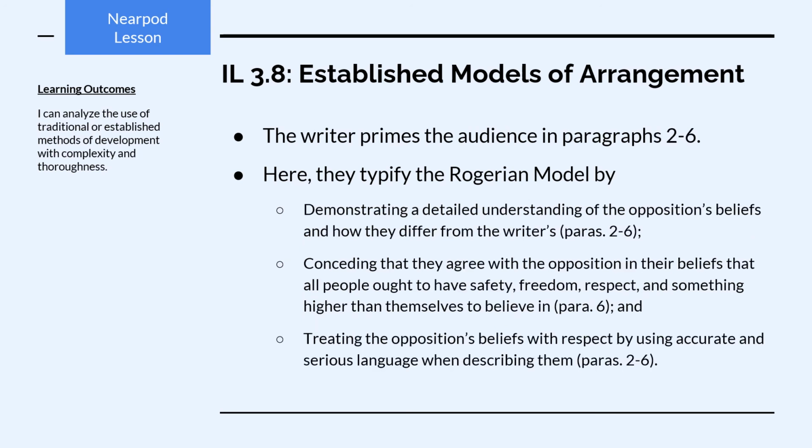Question 2, the writer primes the audience in this text in paragraphs 2 through 6. Here they typify the Rogerian model by demonstrating a detailed understanding of the opposition's beliefs and how they differ from the writer's, and they do that throughout paragraphs 2 through 6. They also concede that they agree with the opposition in their beliefs that all people ought to have safety, freedom, respect, and something higher than themselves to believe in. That's also a way of showing common ground. And also by treating the opposition's beliefs with respect by using accurate and serious language when describing them.